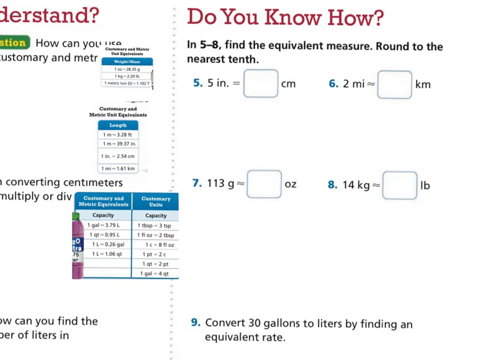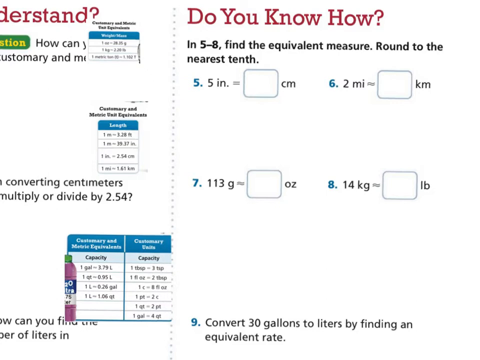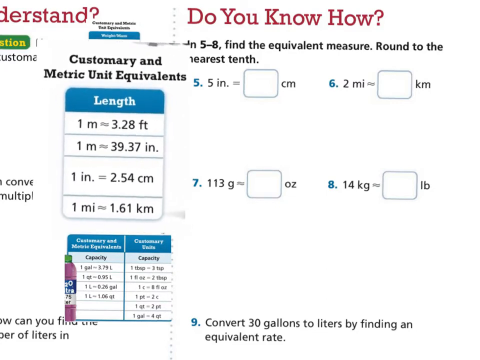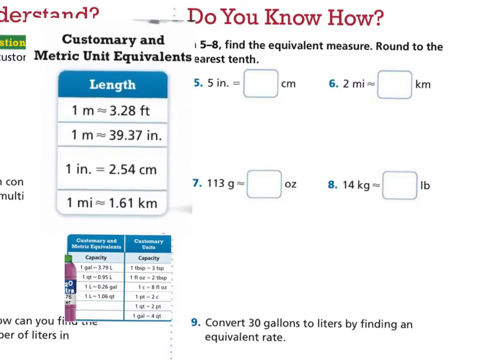So they're wanting us to find the equivalent measures, rounded to the nearest tenth. Number 5, they're wanting us to go from inches to centimeters. So inches to centimeters, that's going to be a length. So let's look at this length conversion. And you can see there is a conversion here with inches and centimeters right here. 1 inch is about 2.54 centimeters. So I'm just going to start with that.